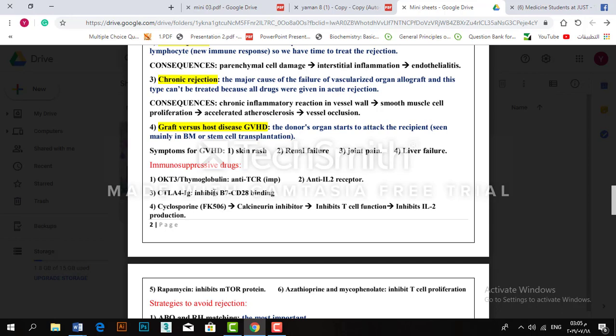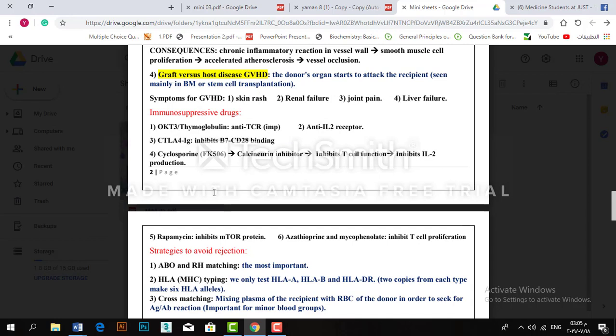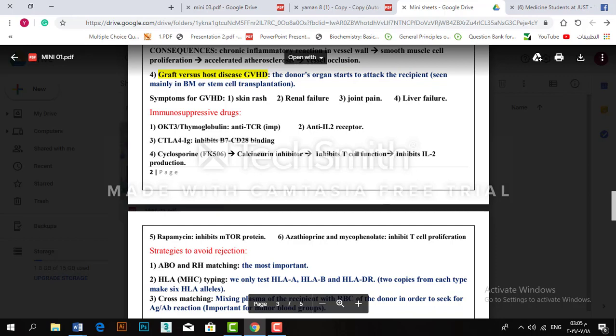Why? Immunosuppressive drugs will suppress our immune system in order to stop the T cells or our immune cells from killing the donor's organ. So we have several types. First, OKT3, which I also call thiomyoglobulin, anti T cell receptor, which is an important example. So anti T cell receptor, okay? Anti interleukin 2 receptor.